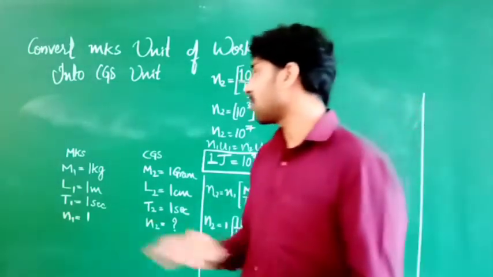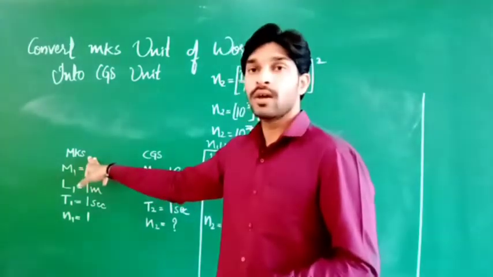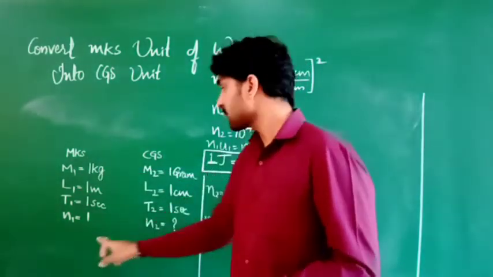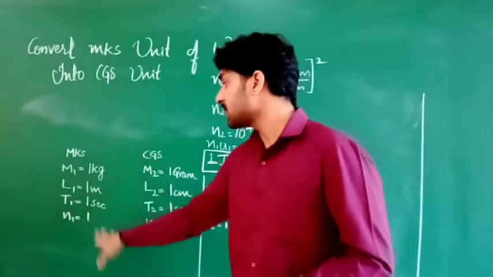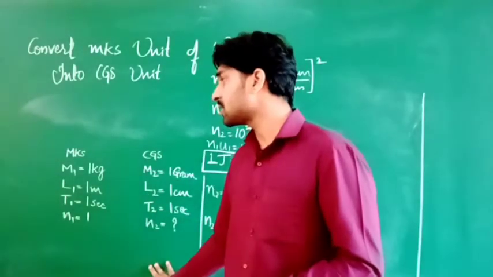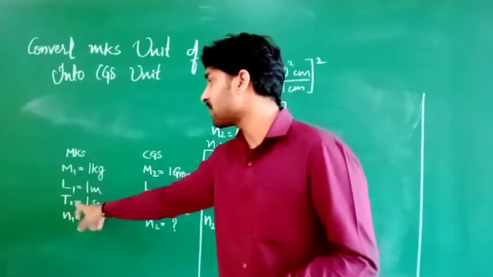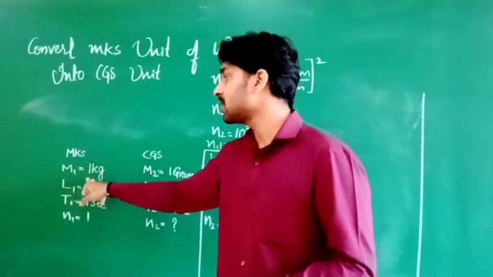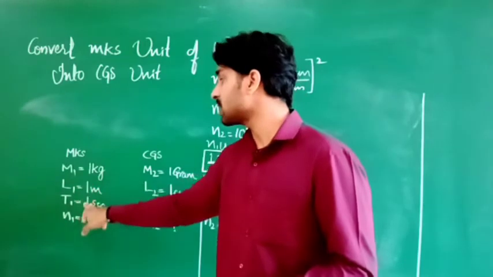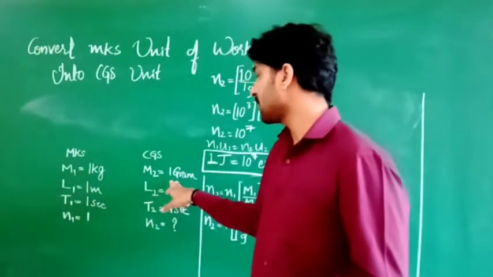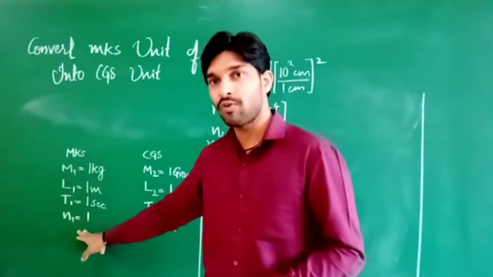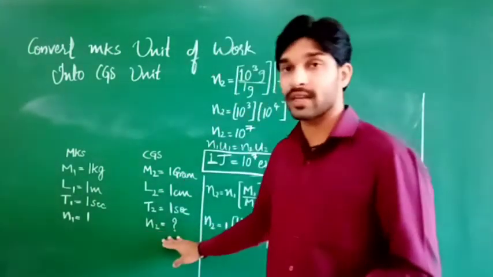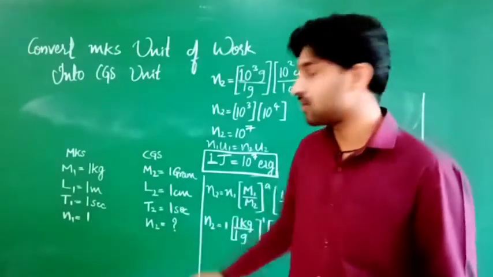Next go to this column. How to write values in the MKS system and how to write values in the CGS system. Write both the MKS system and the CGS system values of M1, L1, T1. In MKS the unit values are 1 kg, 1 meter, 1 second; here 1 gram, 1 centimeter, 1 second. Take the N1 value as 1 for convenience and leave N2 aside, because we are calculating N2.